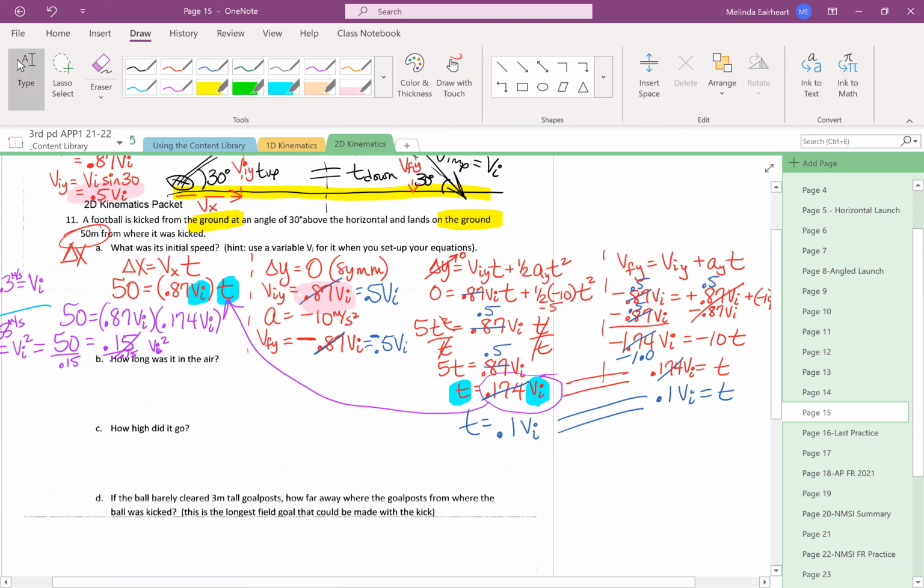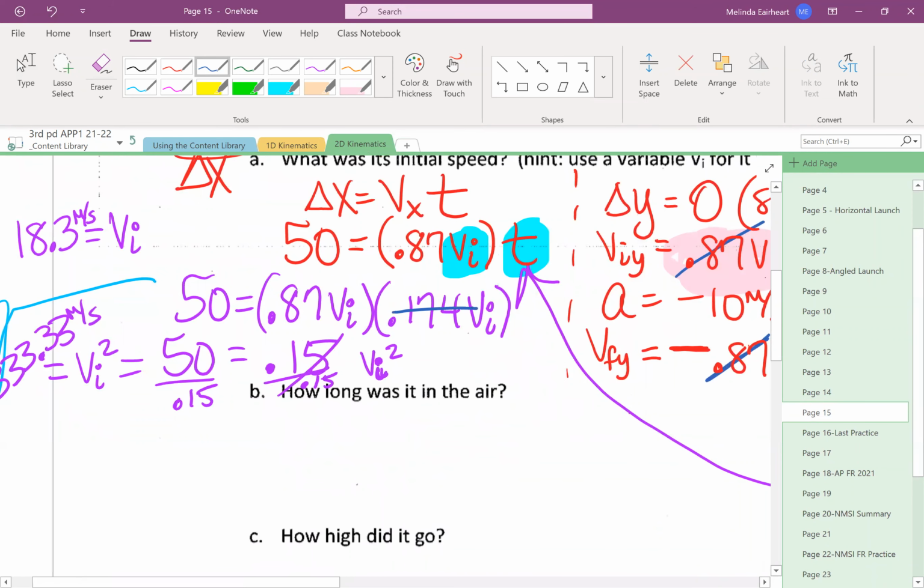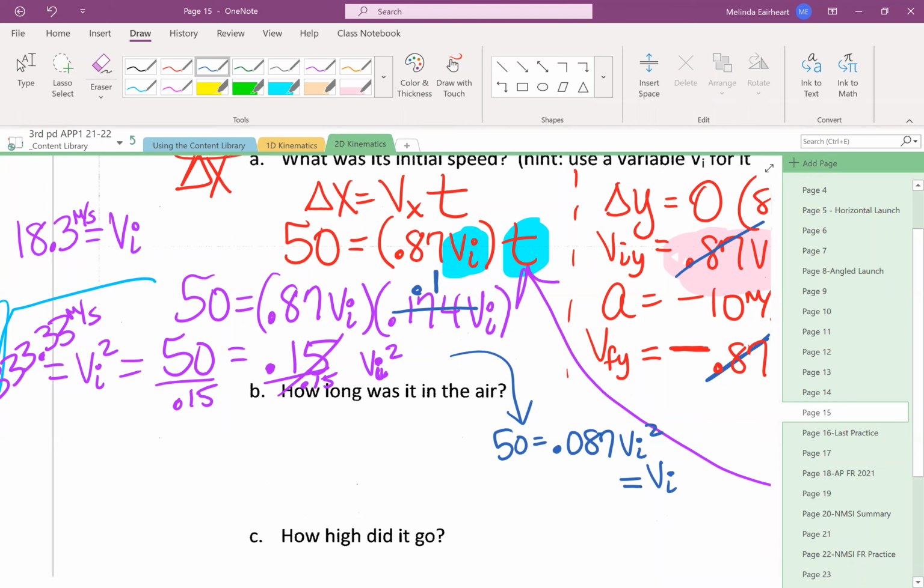And then when we bring it over here, this should be 0.1. And so what's 0.87 times 0.1? It'd be 0.087, right? 0.087 times VI squared. And so now what's 50 divided by 0.087, and then go ahead and do square root.